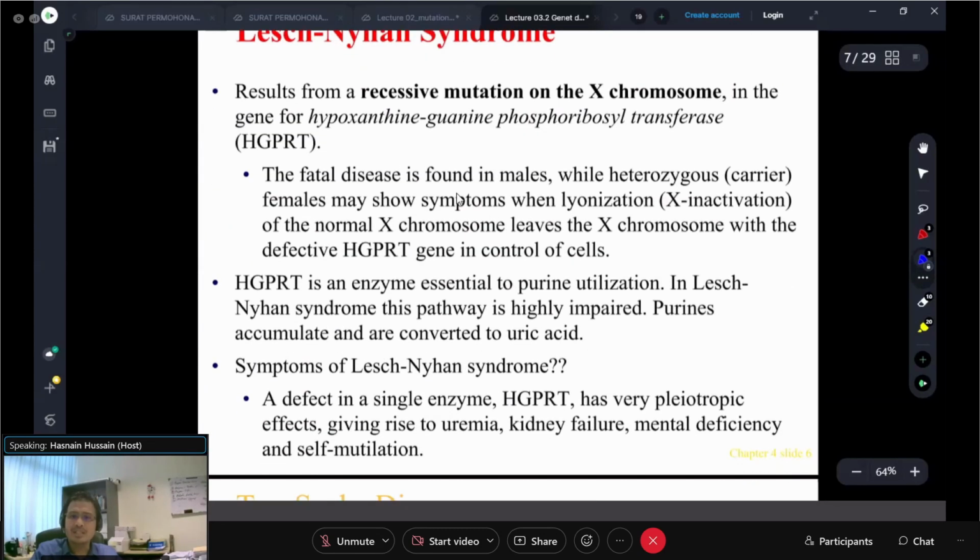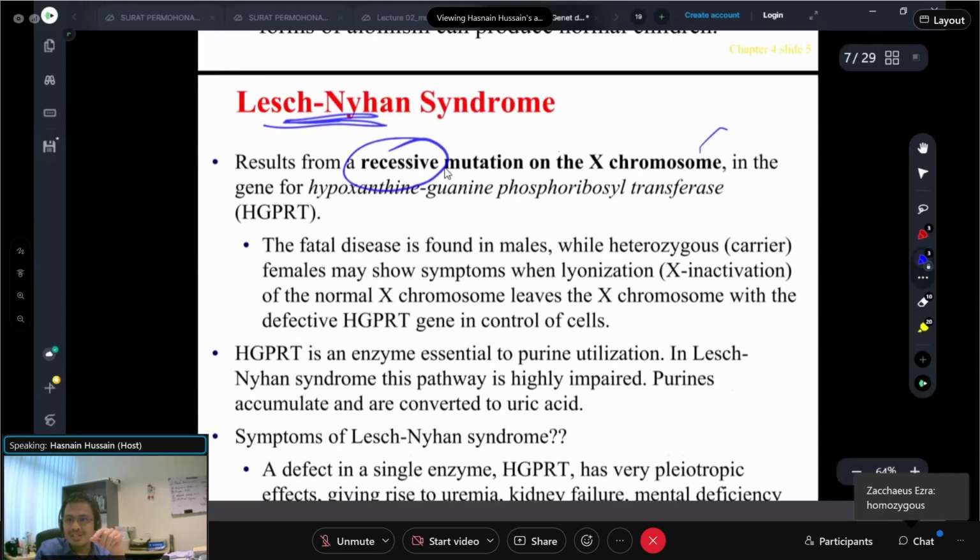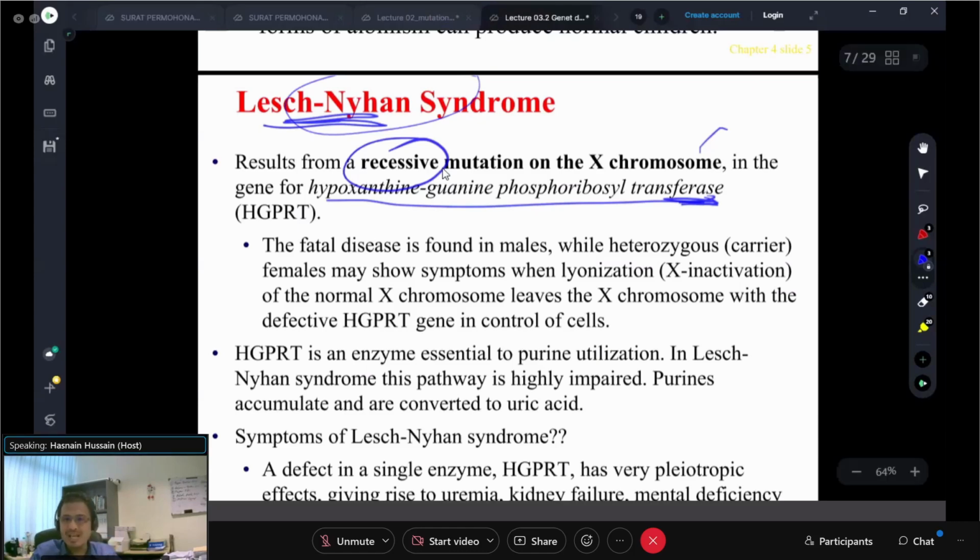Okay, Lesch-Nyhan syndrome, recessive mutation. Okay, so you look at this recessive mutation. What did I tell you earlier just now? If it is a recessive mutation that causes Lesch-Nyhan syndrome, it means that only those individuals with both chromosomes having the defective gene for this HGPRT will have Lesch-Nyhan syndrome. So recessive means that both of the chromosomes have to be defective.